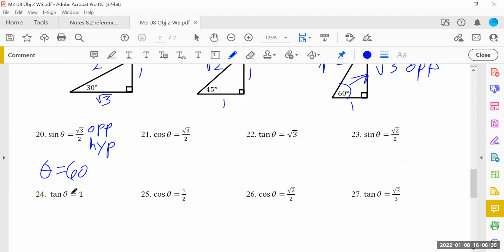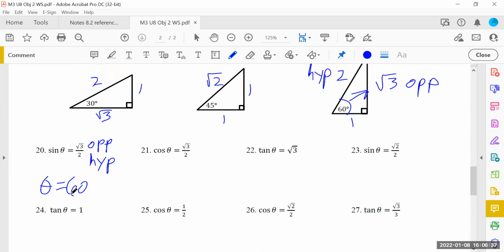All of your answers here for 20 through 27 are going to be either 30, 45, or 60. So work your way through. There is an issue. You're going to get down here to cosine theta, and this happens 2 other times. There is no triangle with an adjacent side of root 2 and a hypotenuse of 2. That doesn't exist in those 3 options.